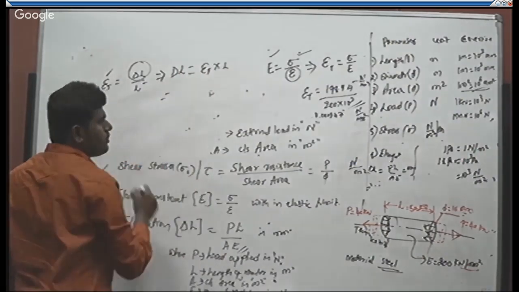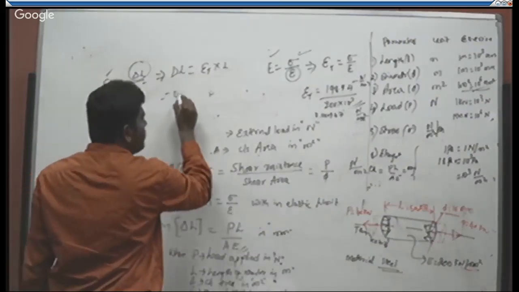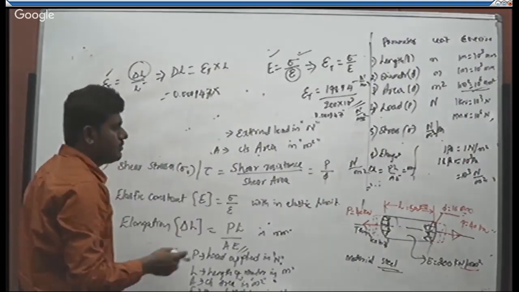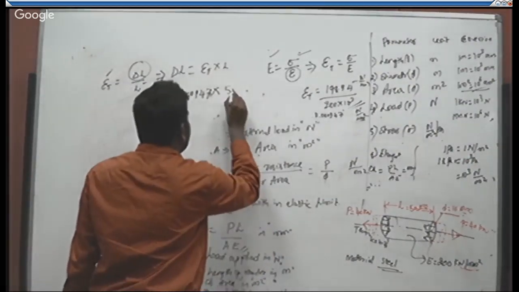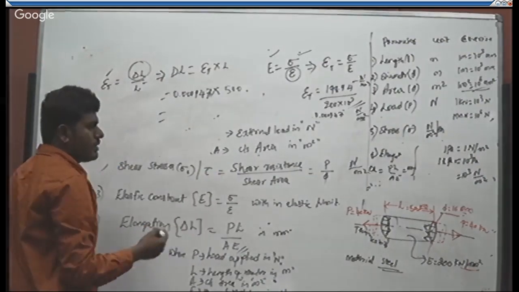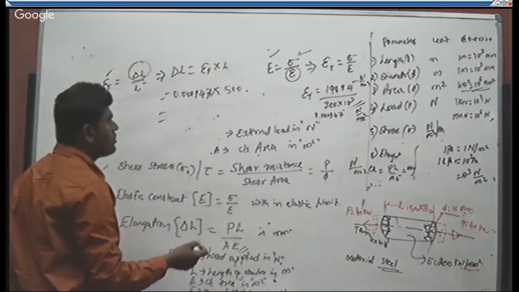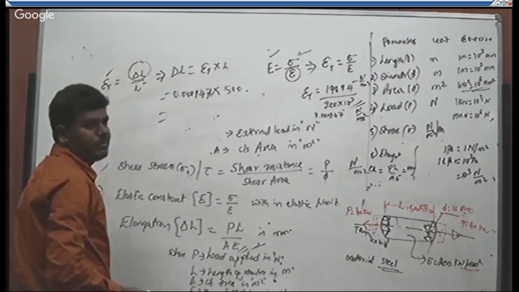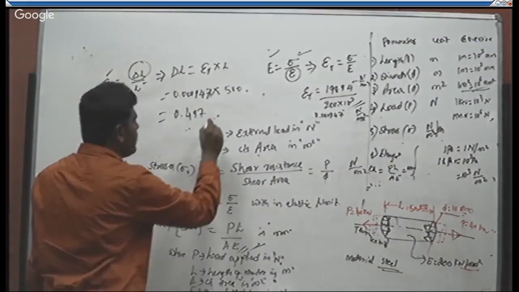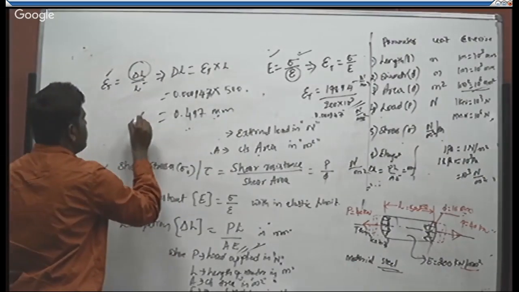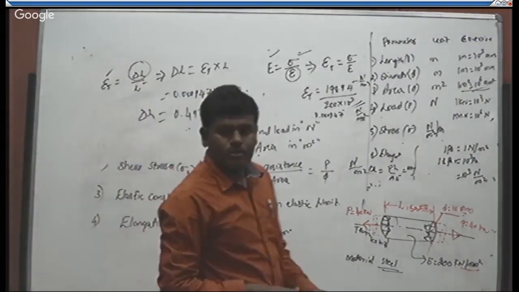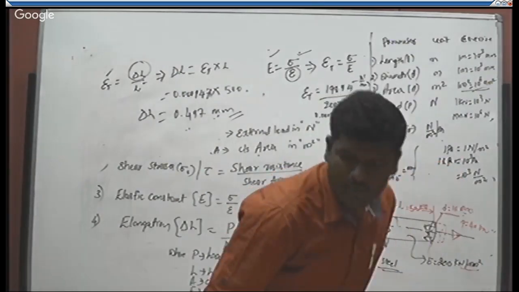The strain induced we got here, 0.000947, into the length of the rod, which is 500 millimeters, will give you the same answer as the elongation we got using the formula PL by AE, which is I think 0.497 millimeter. Same. So both methods are the same. You can use the simplest one, whichever you feel better.